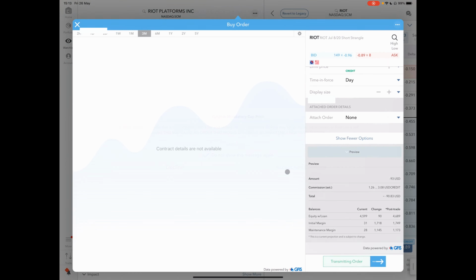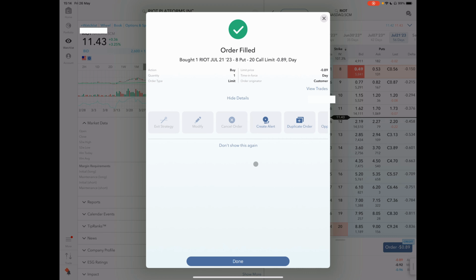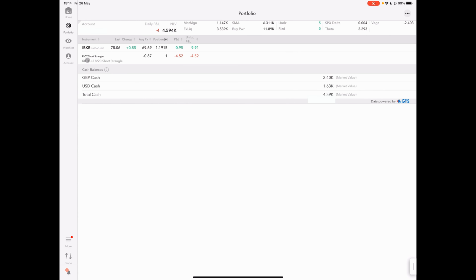That's fine. The order is pending, so it's now submitted. Perfect. I had to play around with it, but I got filled at $89. And now if we go back to the portfolio screen, you will see here that I've got this short strangle, the 820 strangle. And again, you can see my excess liquidity has dropped to 3.5K, which is what we predicted.